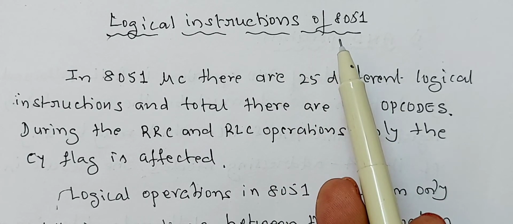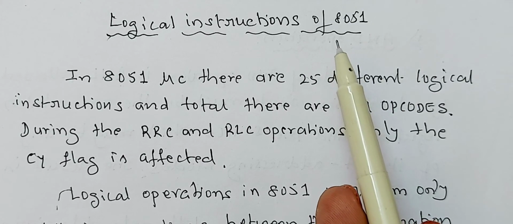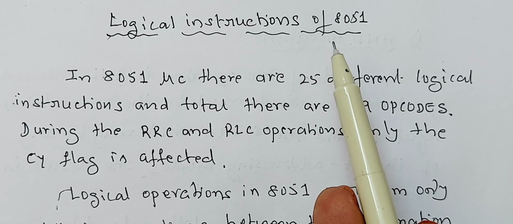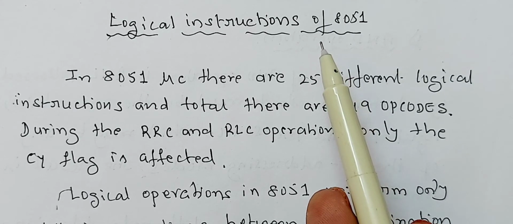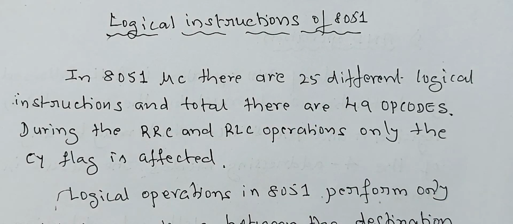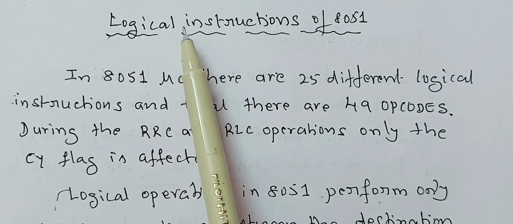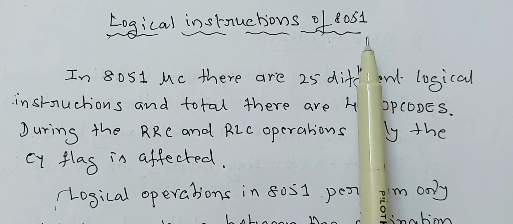8051 is a computer on a single chip. Therefore, it has to perform not only arithmetic operations but also some logical operations. Logical operation means we are using logic gates to do operations such as OR gate, AND gate, XOR gate, NOR gate, and so on. In order to do the OR function, AND function, XOR function, and so on, we call this the logical operations of 8051.